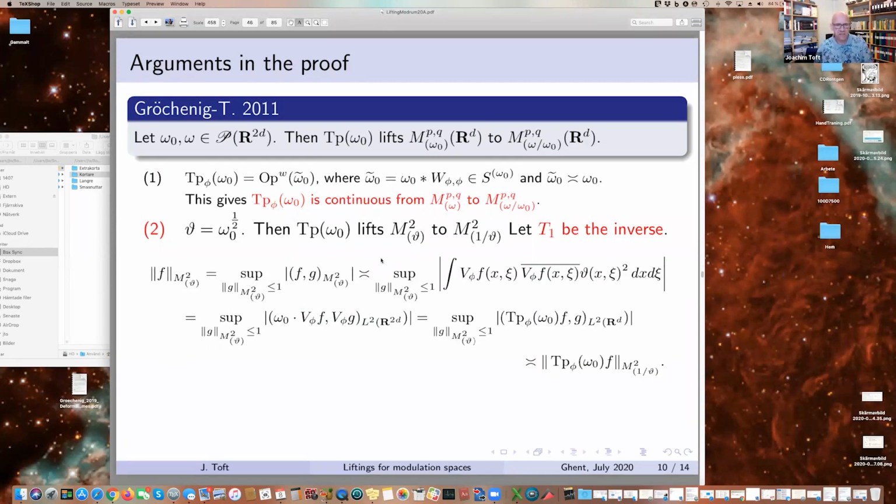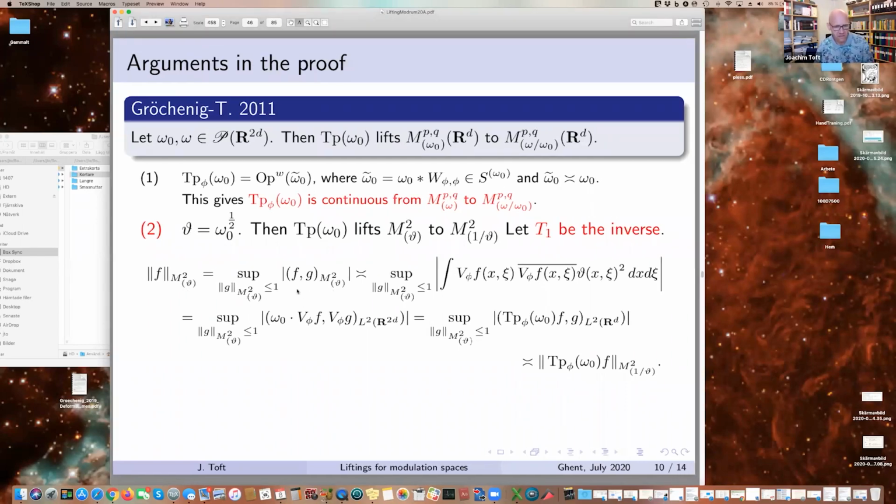How to get this lifting? This is not difficult to get, actually. The main argument is the following. We start with this norm of M^2_θ. And this is the same as you take this. This follows from the general theory of modulation spaces. So we can write this in this way. This is a Hilbert space, actually, this M^2_θ. And then we can write this explicitly in this form. But θ squared is the same as ω0. So now we can rewrite this in this form.